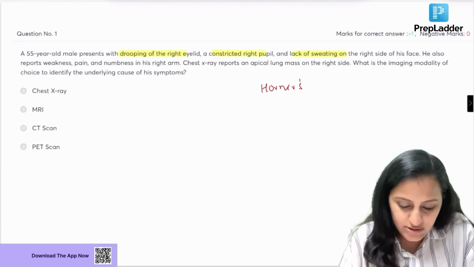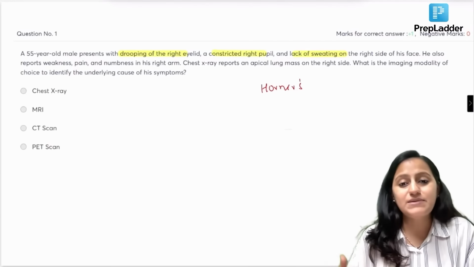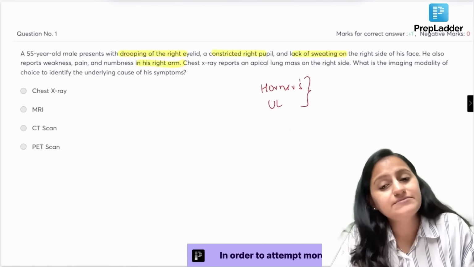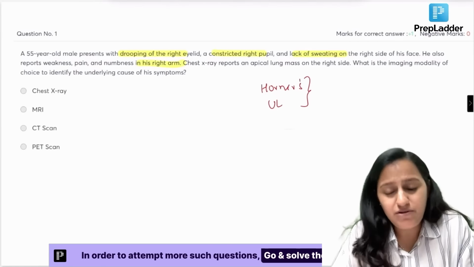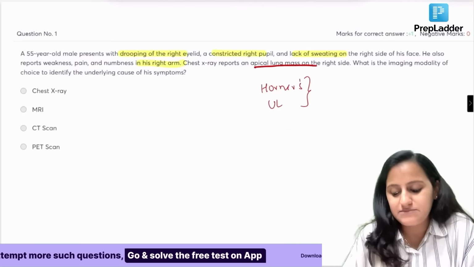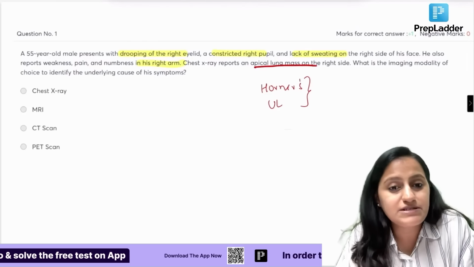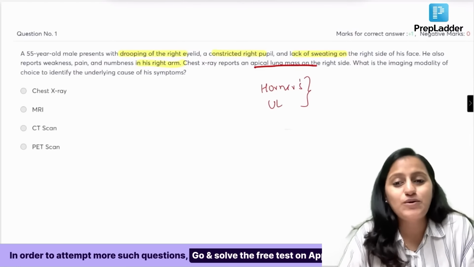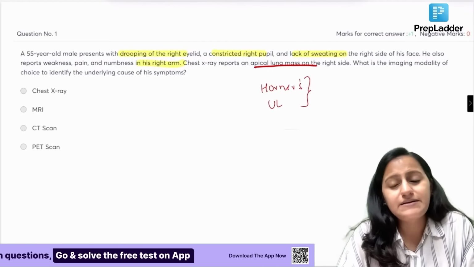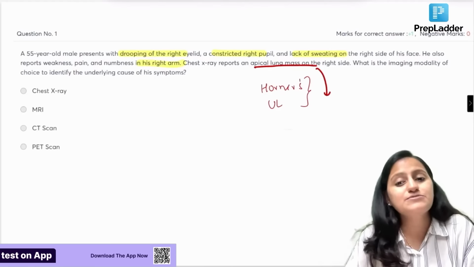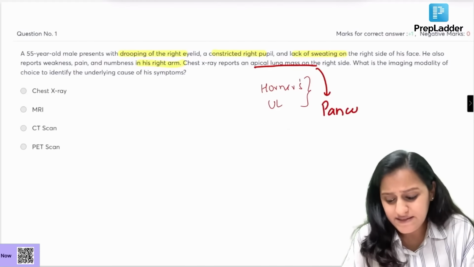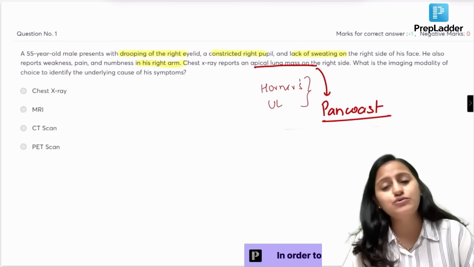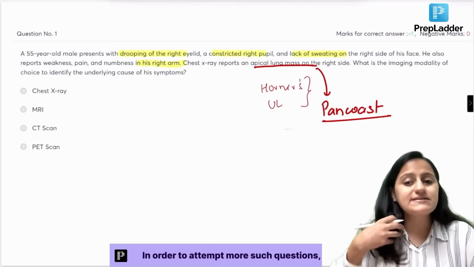So there is also weakness, pain and numbness in the right arm. So the upper limb features are also there, right? And apart from that, it is given that there is an apical lung mass on the right side. So what is the imaging modality of choice? Now based on this, connecting all the dots together, the diagnosis here, this apical mass, is a Pancoast tumor, right? The apical tumor, the superior sulcus tumor, Pancoast tumor, which occurs close to the lung apex.